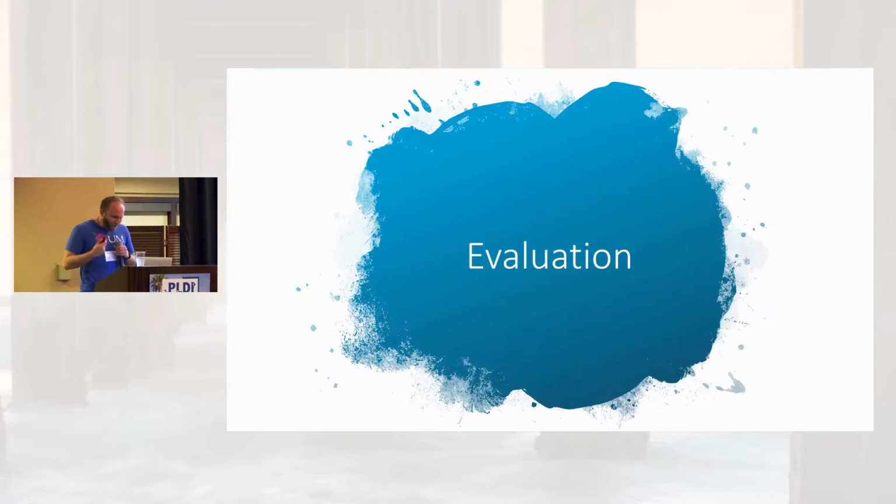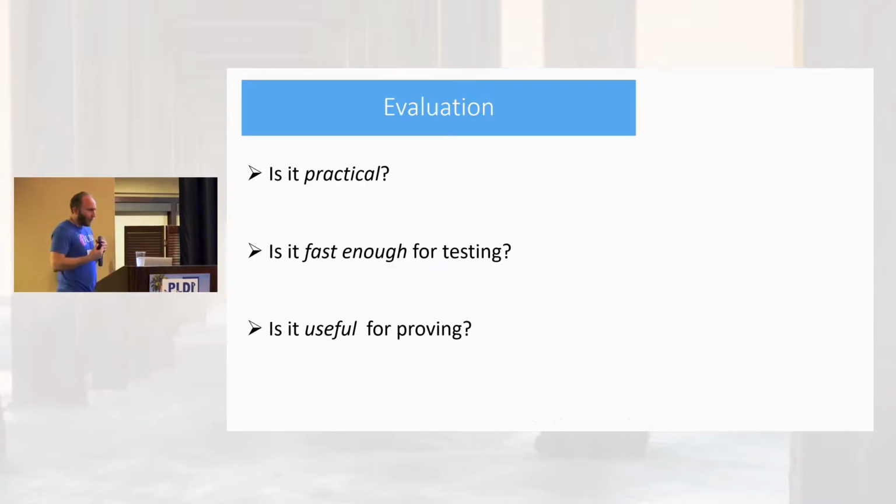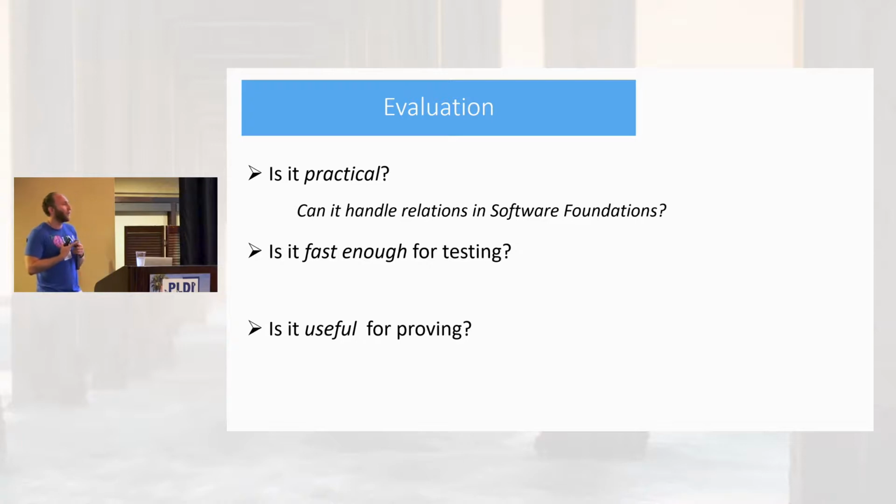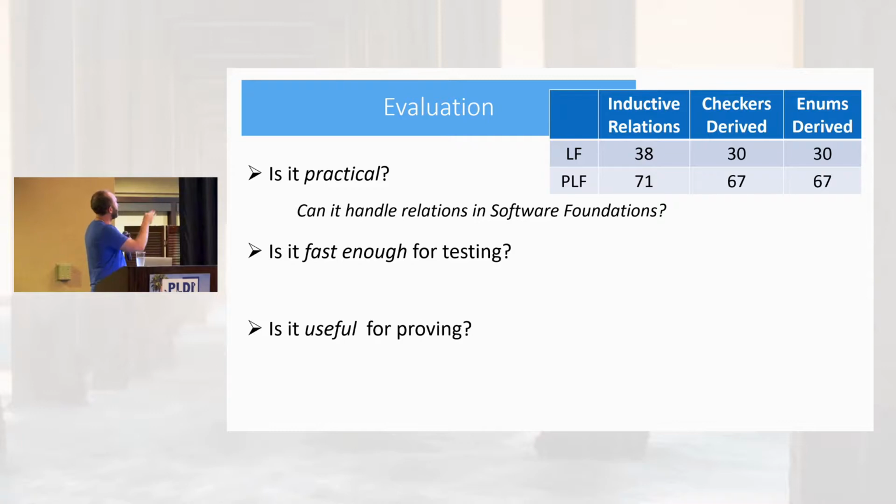So what did we care about? We cared about 3 questions. Is it practical? Is it fast enough for testing? And is it useful for anything else? In terms of is it practical, we looked at the Software Foundations series of online textbooks. So we went through the entire first 2 volumes. We grabbed every inductive relation we could find, and that contains relations that are written in a manner that no sensible person should ever write for teaching purposes.